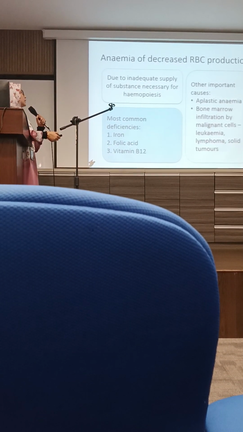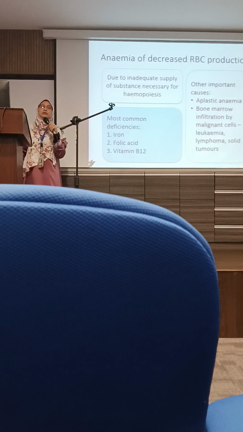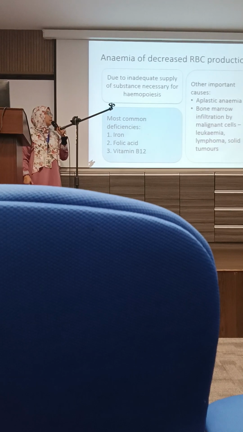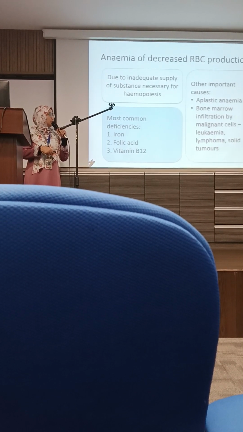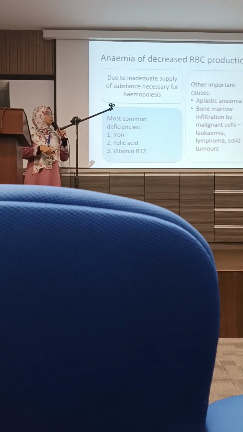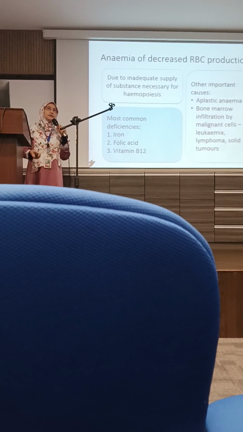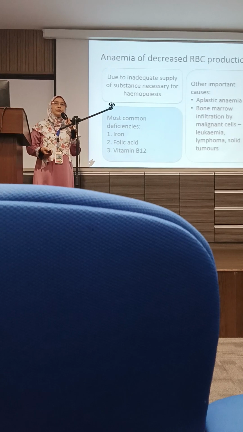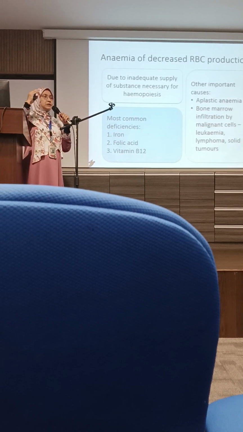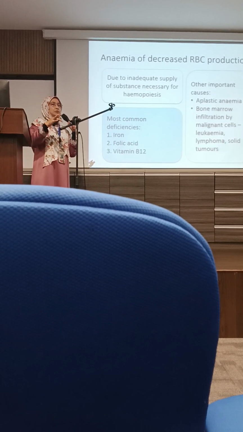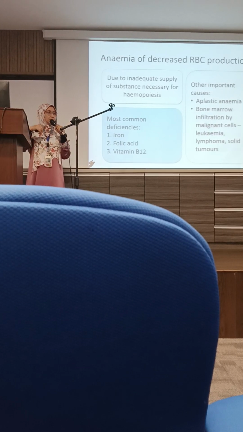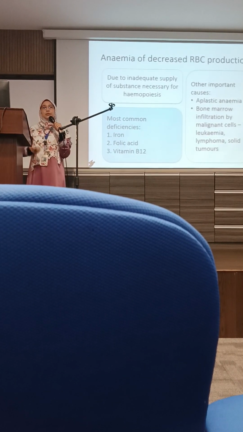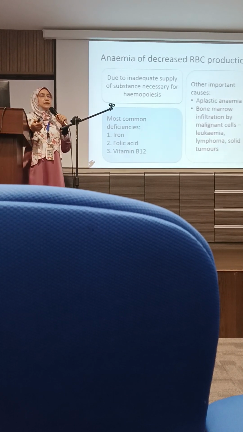It can be aplastic anemia or bone marrow infiltration by malignant cells. You can see this anemia due to marrow infiltration in leukemia, lymphoma, and also solid tumors. For example, if you have a case of breast cancer, the malignant cells can infiltrate the marrow, occupy the marrow, and it reduces the hemopoiesis. So the bone marrow will fail and the patient will have severe anemia.